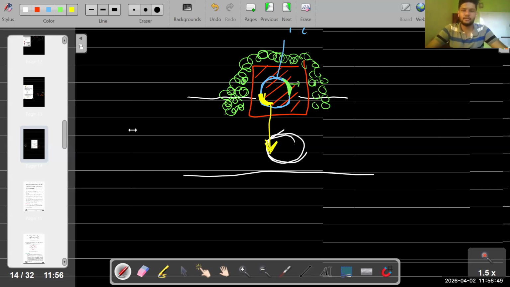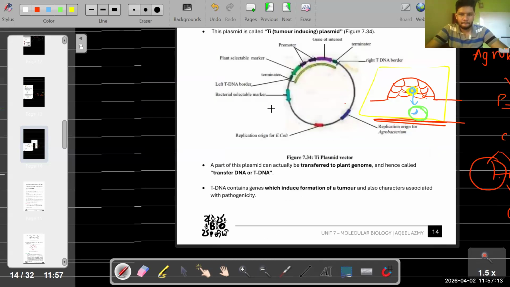Transferred into the plant genome. Very good. Right? Okay? This yellow color part is called, what is a special name we give to it? tDNA. Very good. Transfer DNA. tDNA means transfer DNA. Now let's go to the note part.